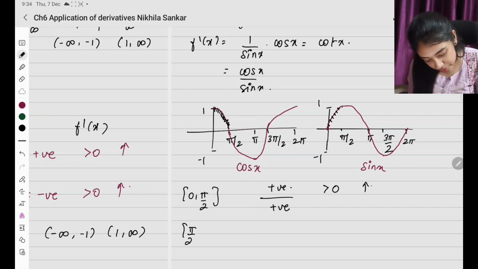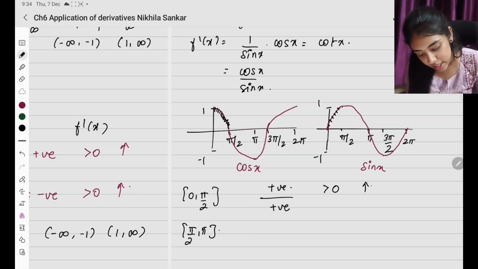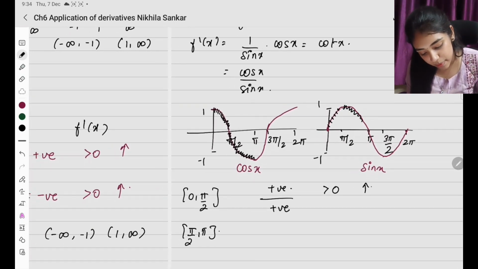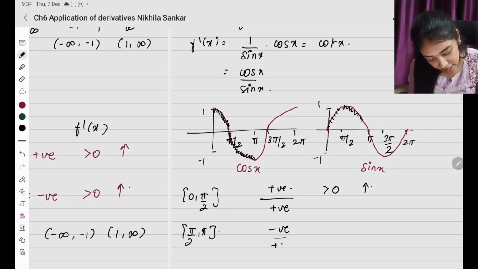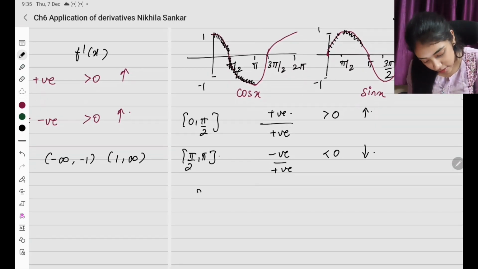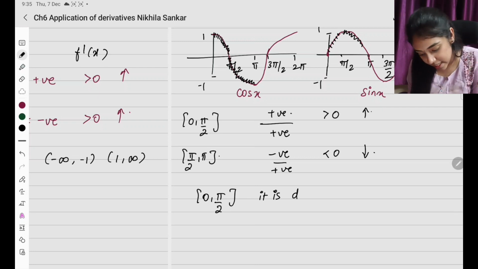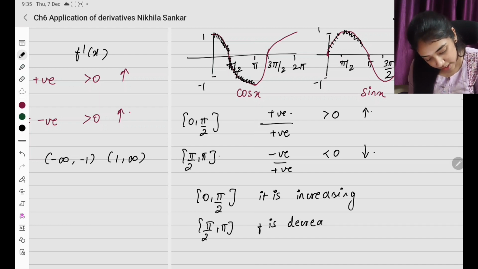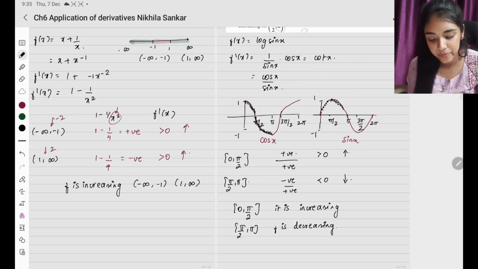Now pi by 2 to pi. How does it look? I see that the values are all negative here for the cos function, and for the sin function, it is going to be positive. It is in the upper half. So cos is negative, sin is positive, but overall it is going to be less than 0, and hence it's a decreasing function. So I see that from 0 to pi by 2, the function is increasing. That is what they want, right? The function is increasing, and from pi by 2 to pi, f is decreasing. Okay, strictly increasing and strictly decreasing. Okay, please copy.